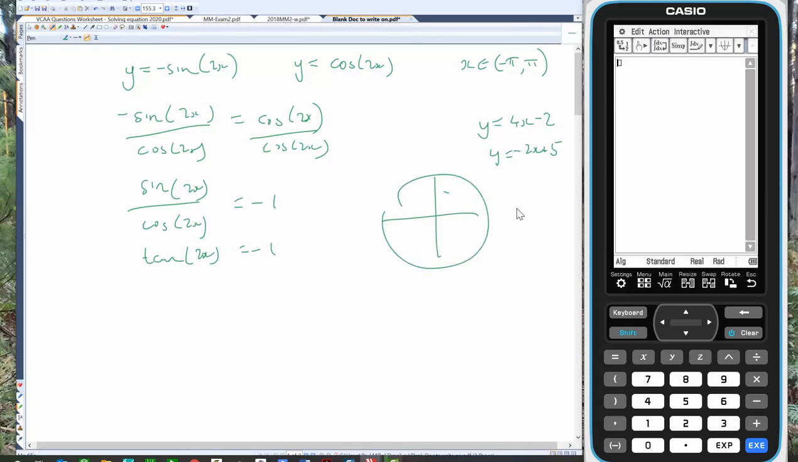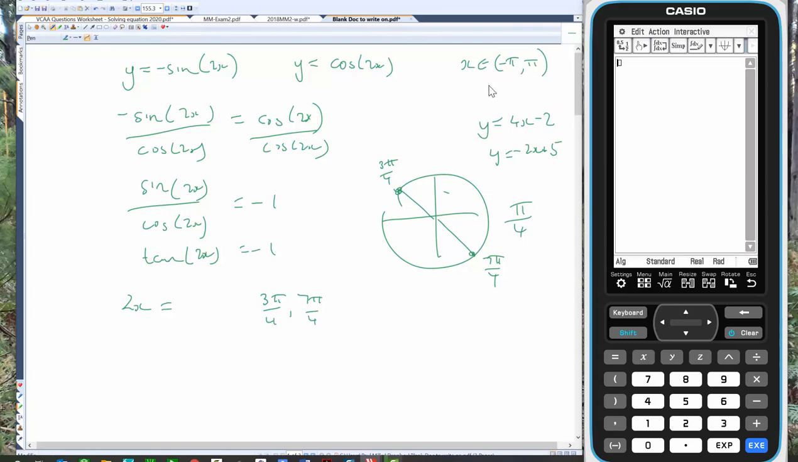So this is going to be a base angle of pi on 4. When is it going to be negative 1? Well, here at 3 pi on 4 and over here at 7 pi on 4. Okay, so we're going to say that 2x equals 3 pi on 4 and 7 pi on 4.